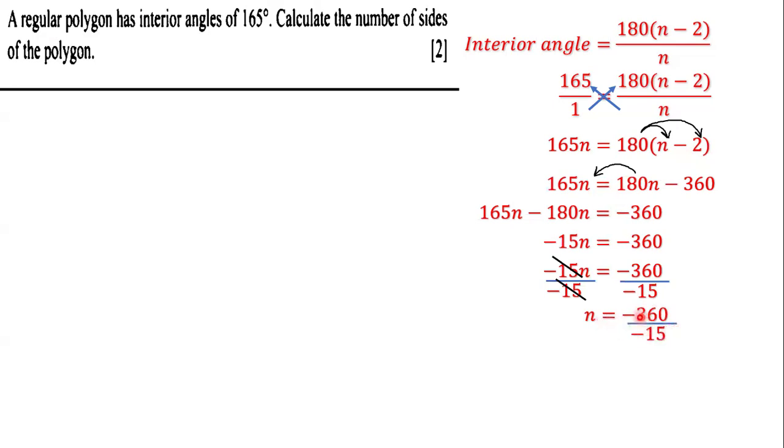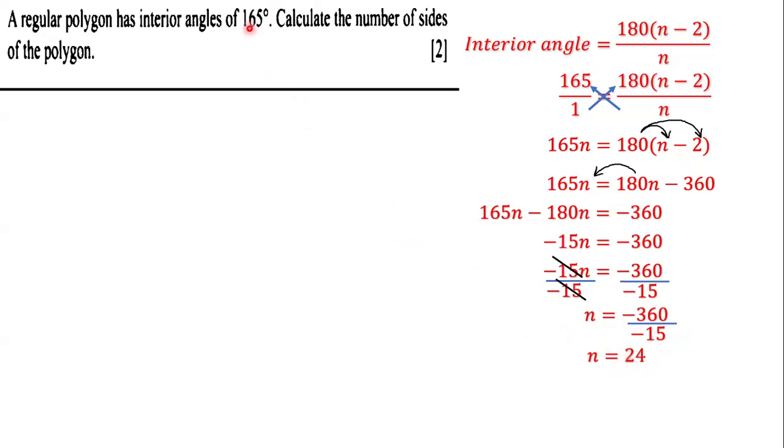And what is negative 360 divided by negative 15? Well, that equals 24. So n is going to be equal to 24. So that means that the number of sides of this polygon is 24 sides.